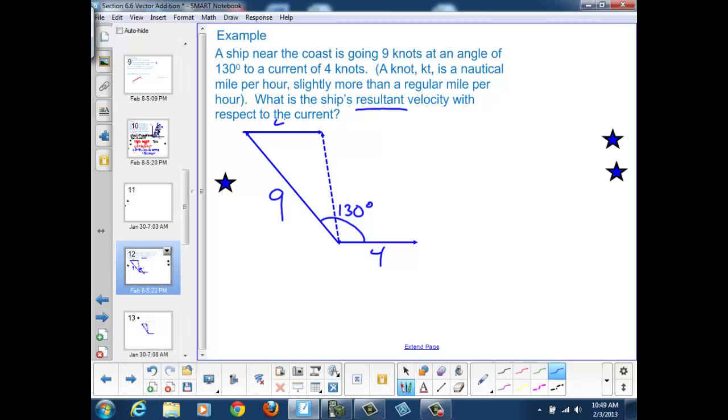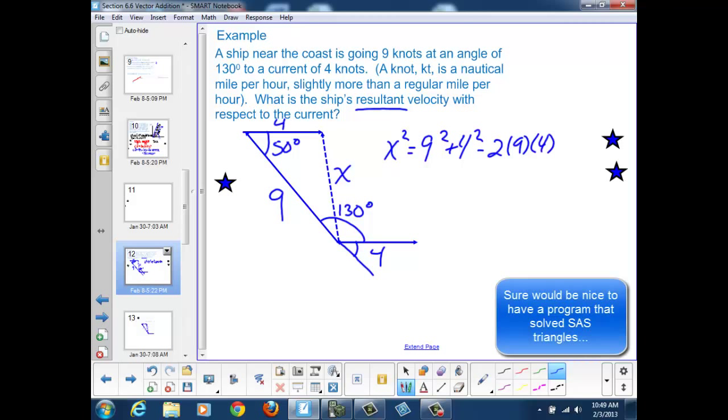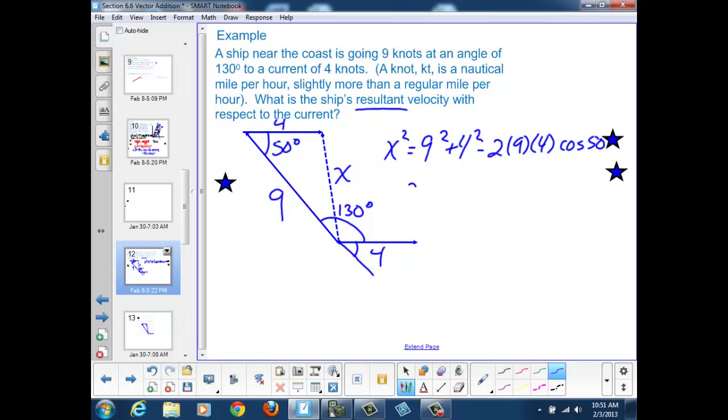Now, we know that this is 4, and we know that that particular vector was 130 degrees. If we extended this vector down, we could see that this angle would be 50 degrees. So this would also be 50 degrees up here. And now I'm in that same SAS situation, which means the law of cosines is going to come in handy one more time. Now, we set it up so that our unknown value x squared equals 9 squared plus 4 squared minus 2 times 9 times 4 times the cosine of 50. Solving for x, we find that x is 7.122 knots.